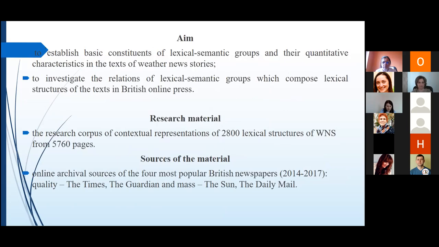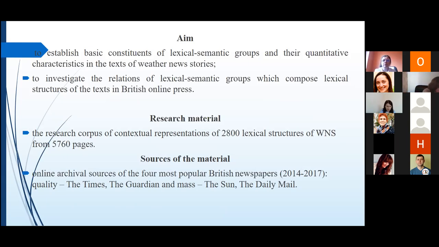So the aim of the article is twofold. The first one, to establish basic constituents of lexical semantic groups and their quantitative characteristics in texts of weather news stories. And the second one, to investigate the relations of lexical semantic groups which compose lexical structures of texts in British online press. The selection of material for this survey was the corpus of British electronic newspaper texts of the ingoing genre weather news story.